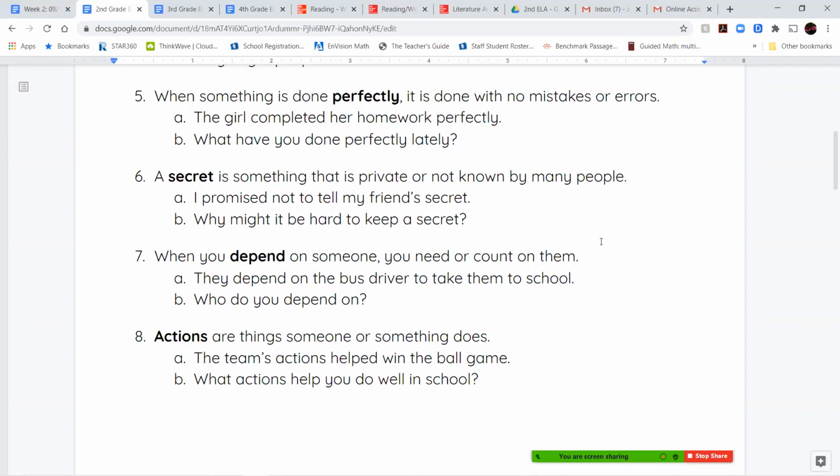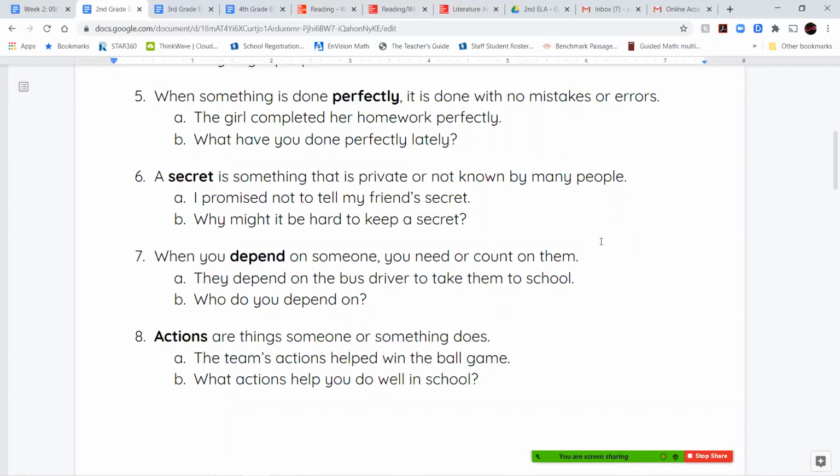Your seventh word is the word depend. When you depend on someone, you need or count on them. So I can depend on my sister to drive me home if I need a ride home. You can depend on your mom and dad to help you with your homework when you have questions. A sentence you could use is, they depend on the bus driver to take them to school. Or you can ask, who do you depend on?